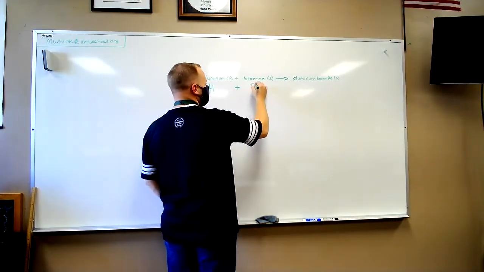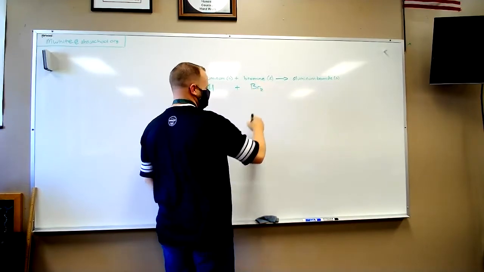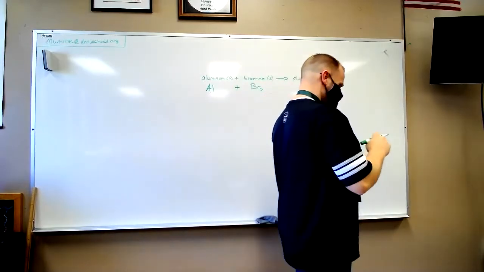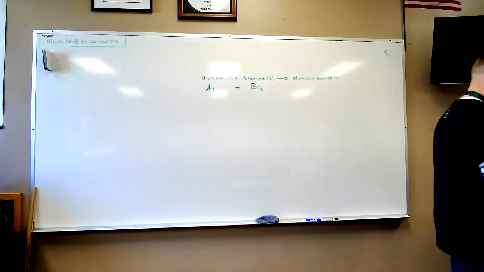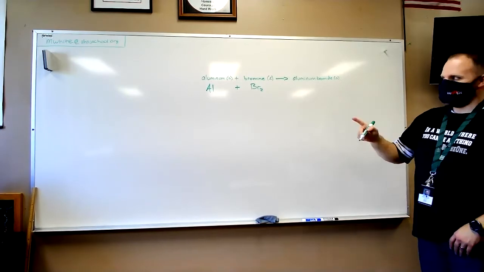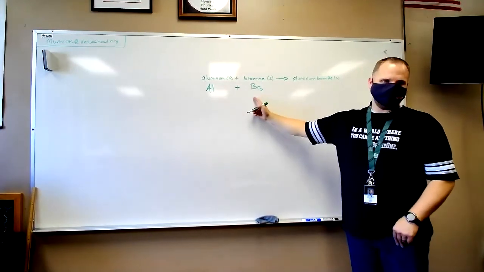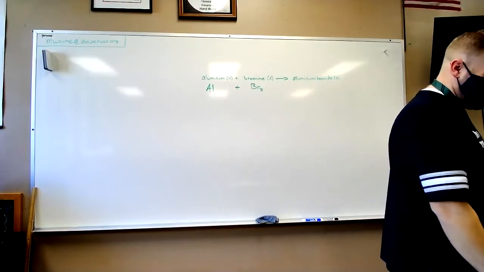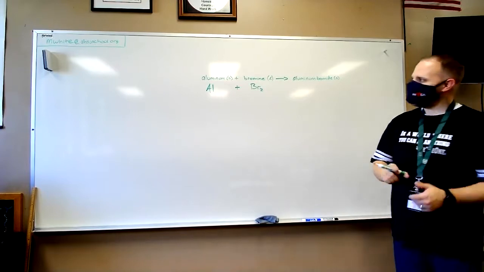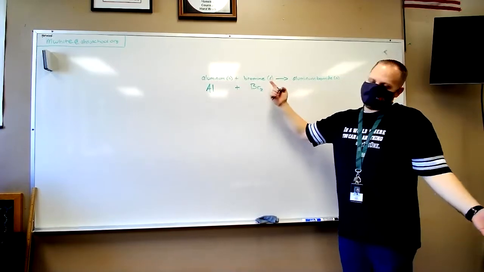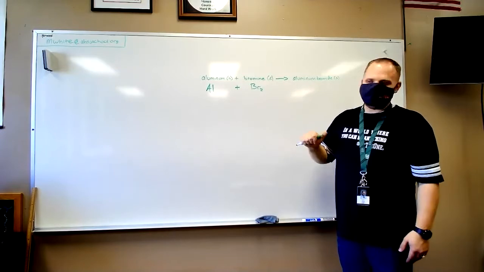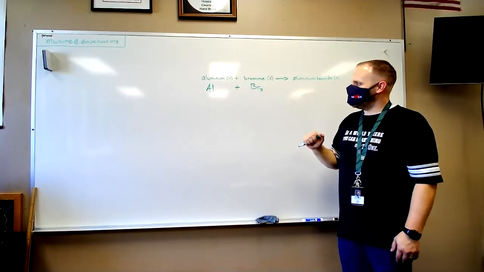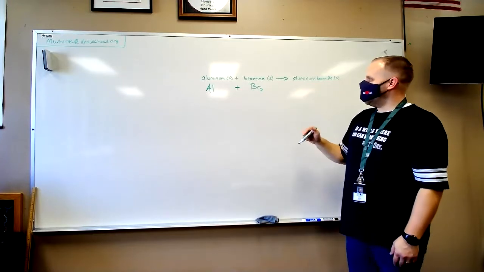It does take a little bit of experience to know that it's going to be Br2. The halogens form these what are called diatomic molecules, where there's two of the same things and they bond together. So, I mean, I know that. That just comes with experience.